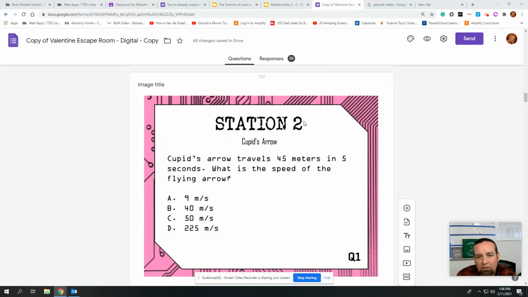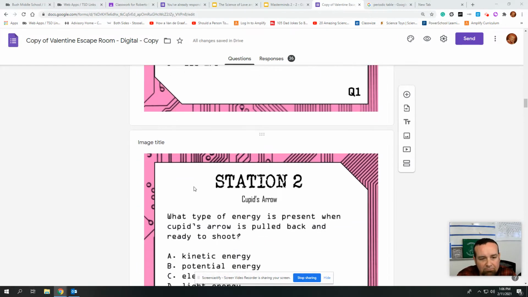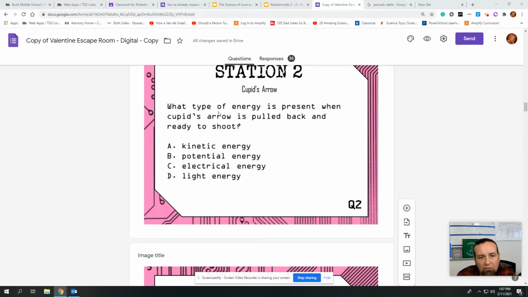So, question one, station two, Cupid's arrow travels 45 meters in 5 seconds. So, what's the speed? We just divide 45 by 5, and that would give us 9 meters per second. So, our answer is A. For station two, what type of energy is present when Cupid's arrow is pulled back and ready to shoot? That's stored energy in the bow, right? So that would be potential energy. B.